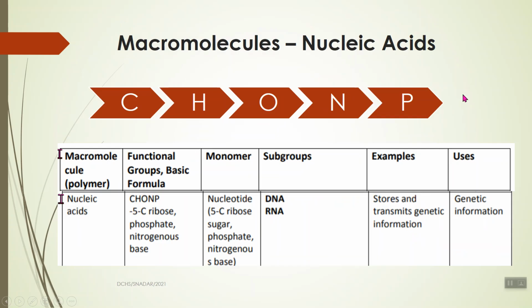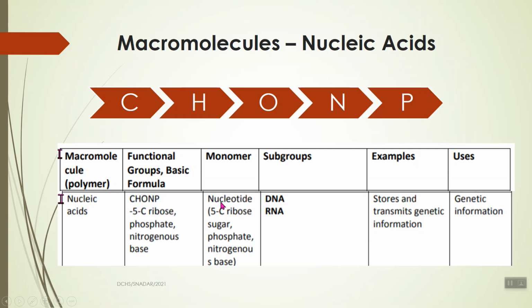The last macromolecule is nucleic acids, made up of carbon, hydrogen, oxygen, nitrogen, and phosphorus. And you can see here, example of nucleic acids is DNA and RNA. The main elements, CHONP, is what it is made up of. The monomer is nucleotide.